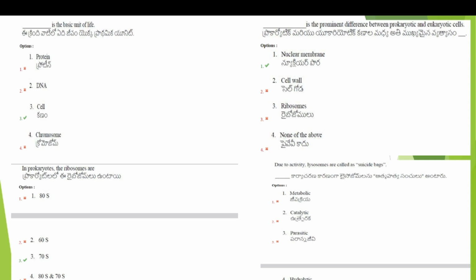And another thing is, lysosomes are considered as highly polymorphic organelles in the cell. What are the highly polymorphic organelles in the animal cell? Lysosomes. So lysosomes are the highly polymorphic organelles in the animal cell. Those are the 4 options with explanation.